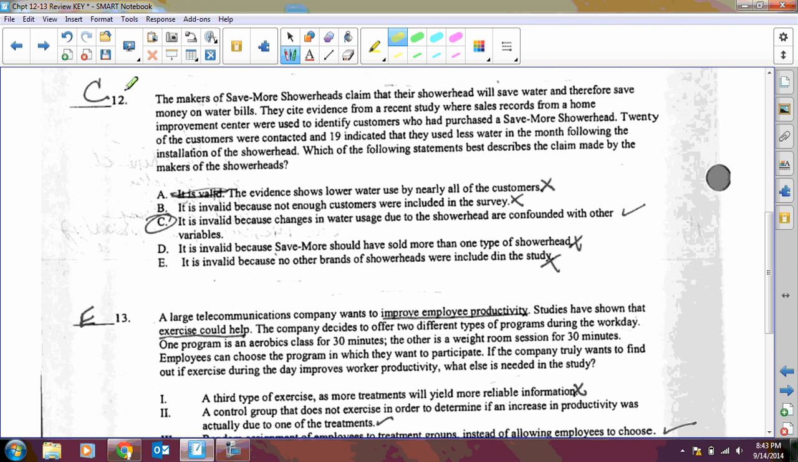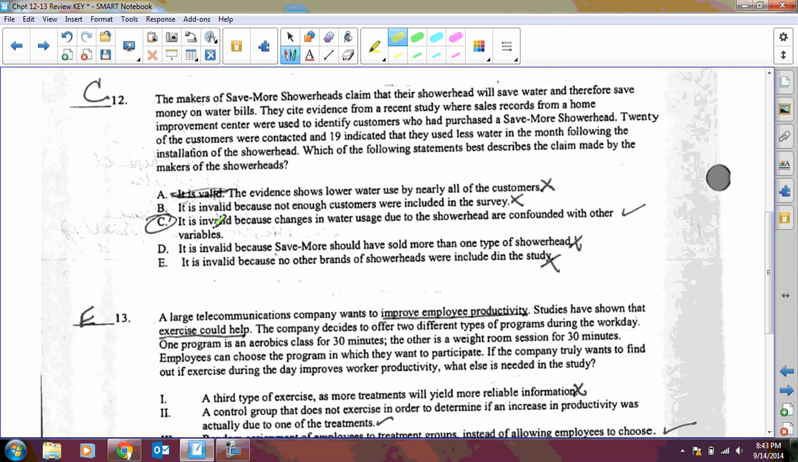All right, here with number 12 is C. It is invalid because the changes in the water usage due to the shower heads are confounded with other variables.